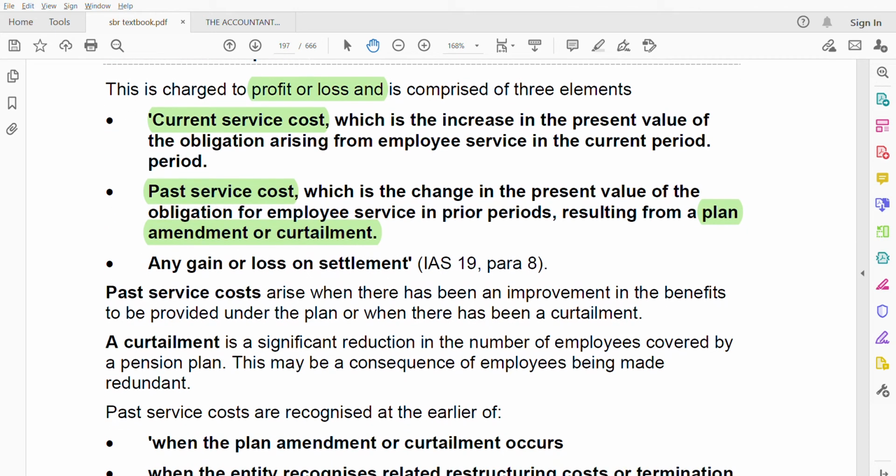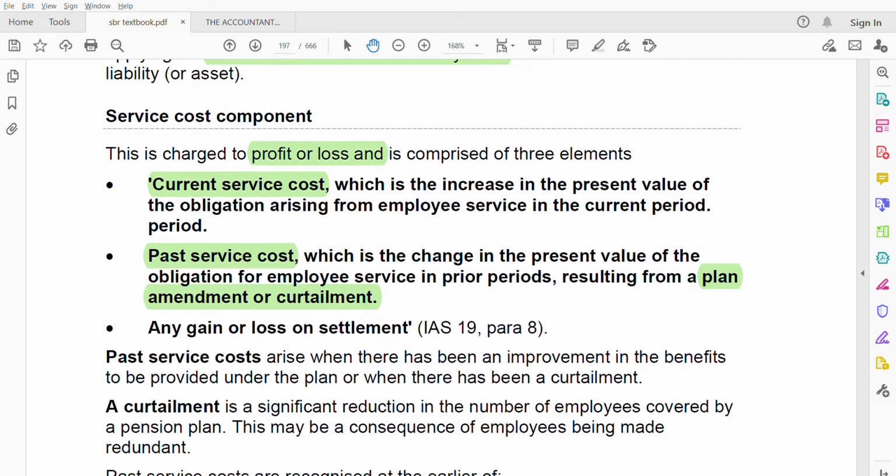Then any gain or loss on settlement. We'll definitely go through all this in detail. So the service cost component comprises three elements: current service cost, past service cost, and gain or loss on settlement. Let us go to the past service cost.